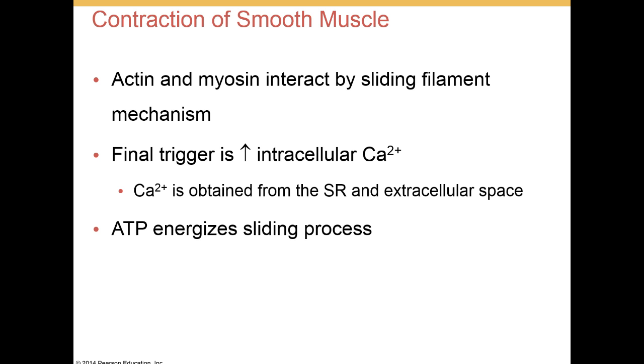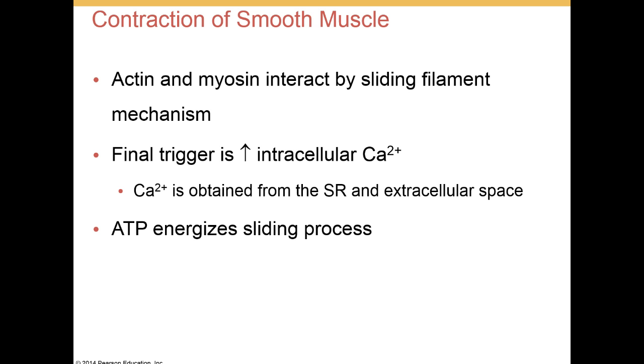But we still have in smooth muscle, even though there aren't striations, the sliding filament mechanism. You're still going to have myosin heads that reach out and grab onto actin and push actin towards a center line. Right? And just like in skeletal muscle and cardiac muscle, the trigger is going to be intracellular calcium levels.